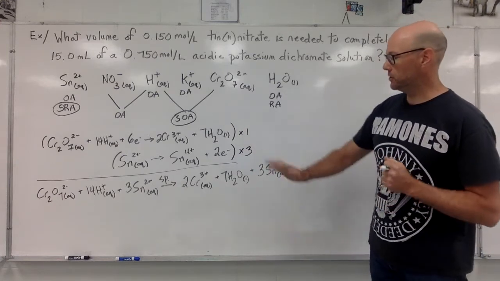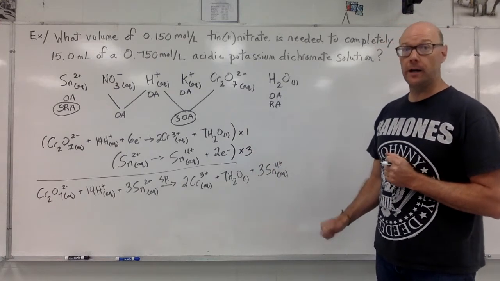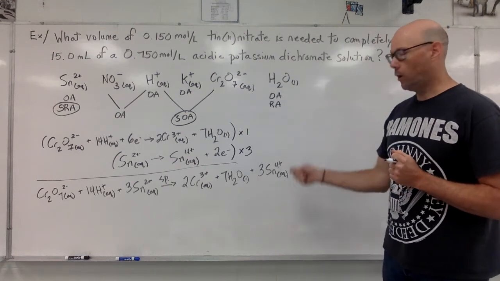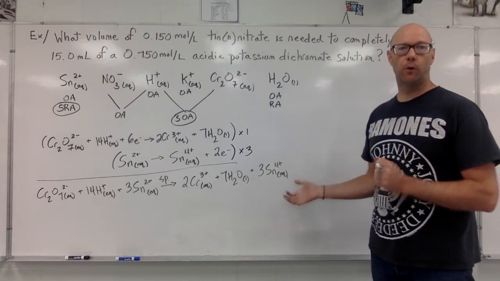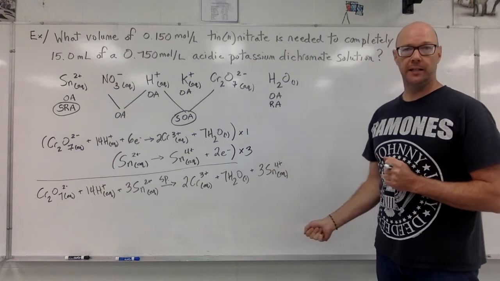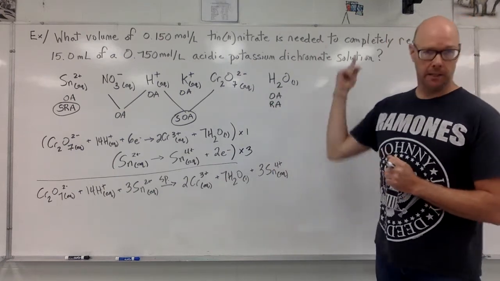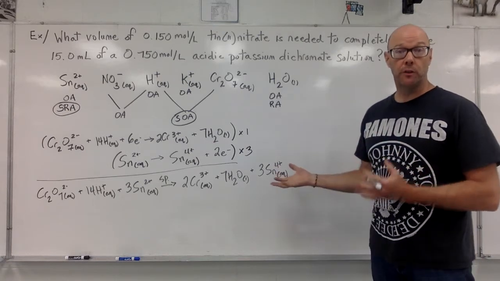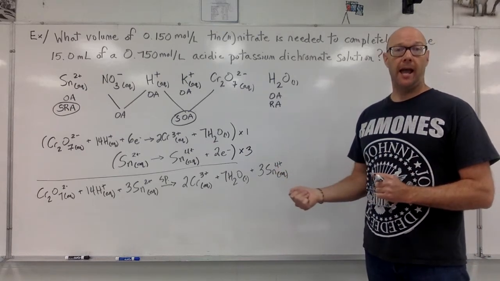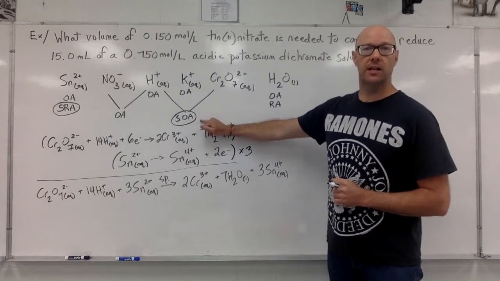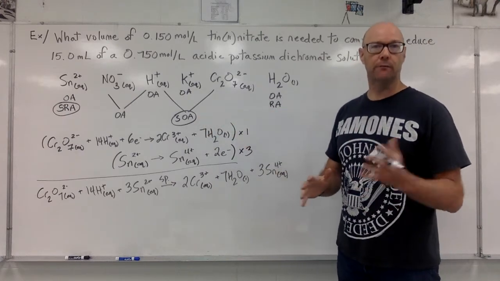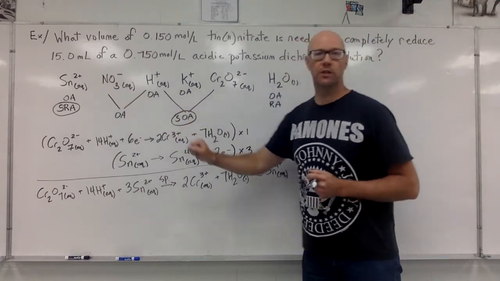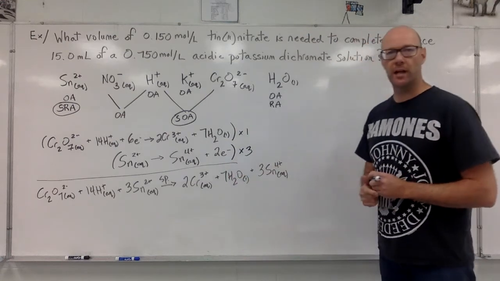2 plus ions, 2 chromium ions with a charge of 3 plus, 7 waters, and 3 of these tin 4 plus ions. This is a spontaneous reaction. It's implied by the question itself that there is a reaction. We could follow the spontaneity rules. And notice that the strongest oxidizing agent is higher up on the table of reduction half reactions than the reducing agent. We have a spontaneous reaction.